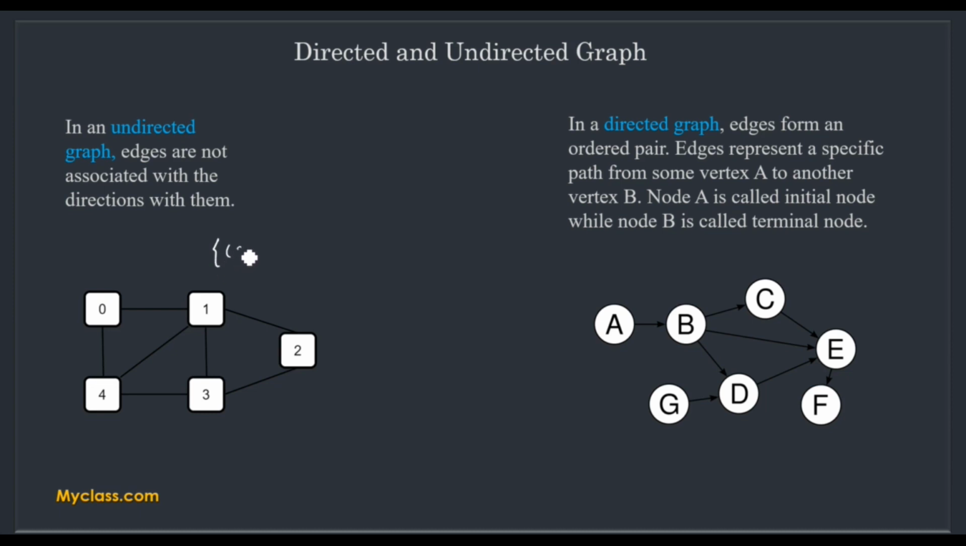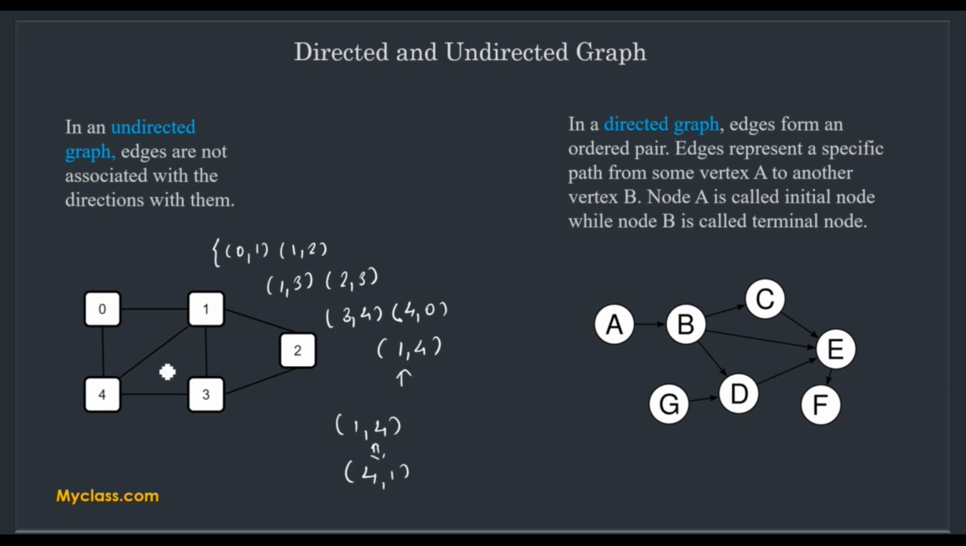So we can see the ordered pairs of edges are like that: 0,1; 1,2; 1,3; 2,3; 3,4 and 4,0. There is also an edge between 1 and 4. In an undirected graph, the ordered pair 1,4 edge is also 4,1. Both are representing the same edge, because there is no direction present in the edges.